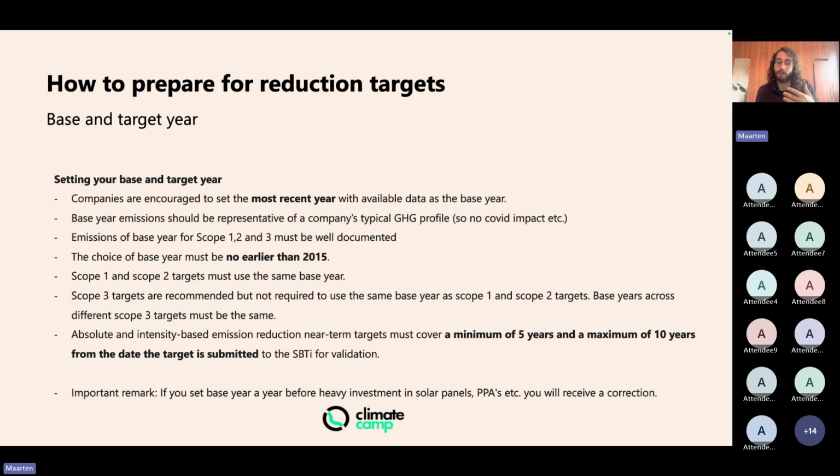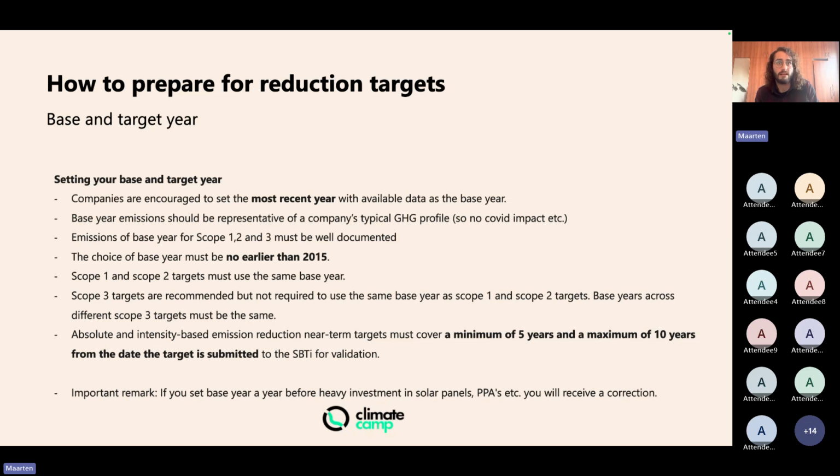So for example, if your company had a large impact, like most companies from COVID, then 2020 and even a part of 2021 is not representative. Suppose you've increased your revenue by 50% or you lost a lot of revenue during a certain year and all the rest is stable, then you also cannot take that year as a base year because it's not representative of your normal GHG profile. Now, the emissions also need to be well documented. You will not be allowed to set targets if your scope 3 is hardly documented and you will have to set scope 3 targets, for example. If it's not well documented, you're not going to get your targets validated.